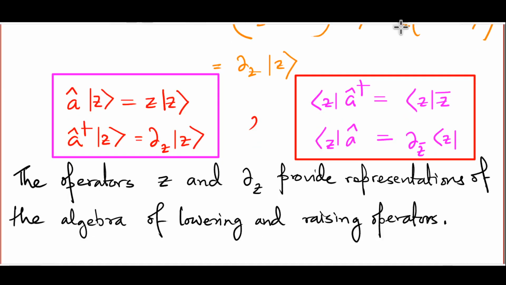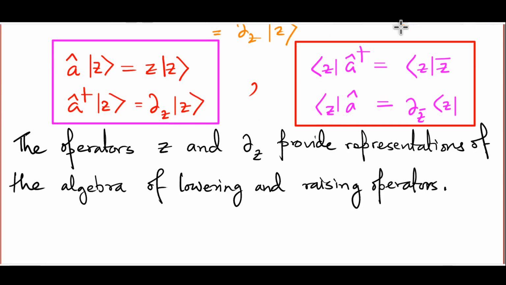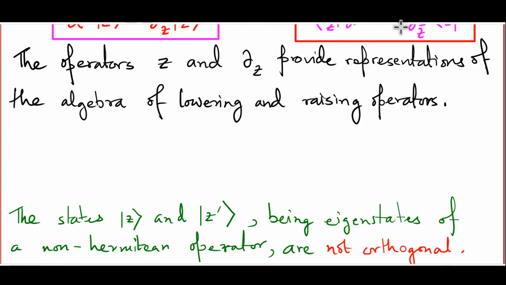Now, another property that is going to be very important for us is that of possible orthogonality of these coherent states. Now, the coherent states, as we have seen, are eigenstates of the operator A. Now, we do know that eigenstates of a Hermitian operator belonging to different eigenvalues are automatically orthogonal to each other. Since the operator A is not Hermitian, that result does not really work here. In fact, we can check by direct calculation that coherent states belonging to different eigenvalues z and z prime for the operator A are actually not orthogonal to each other.